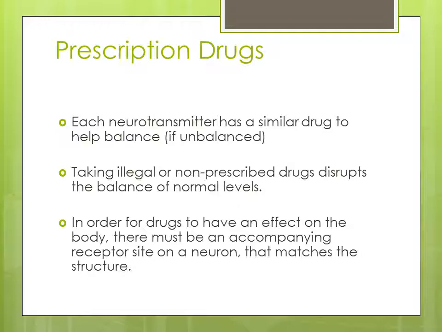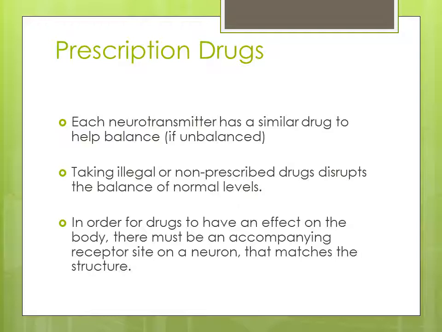Prescription drugs: each neurotransmitter has a similar drug to help balance it if it's unbalanced. So if you're lacking a neurotransmitter, they may give you a drug to help boost that function in your body. Taking illegal or non-prescription drugs disrupts the balance of normal levels. If you are taking illegal drugs, that can block the ability of the normal neurotransmitters to send the messages in the correct way. For example, if the neurotransmitter is blocked, it could cause you to forget certain things or start hallucinating in certain ways.